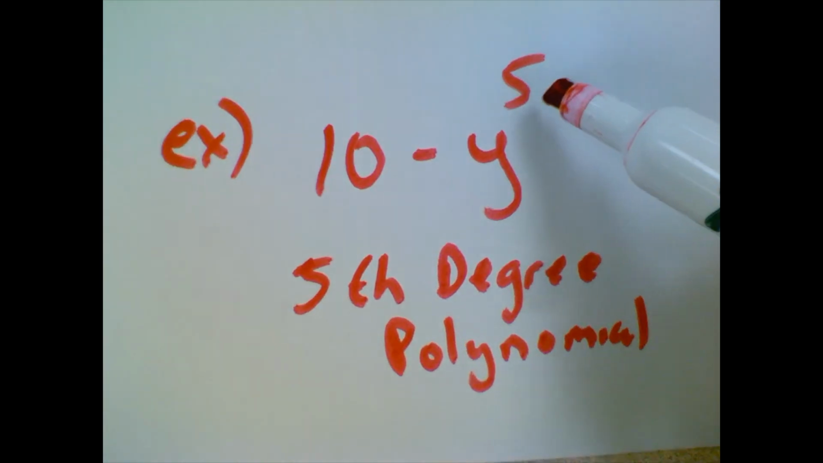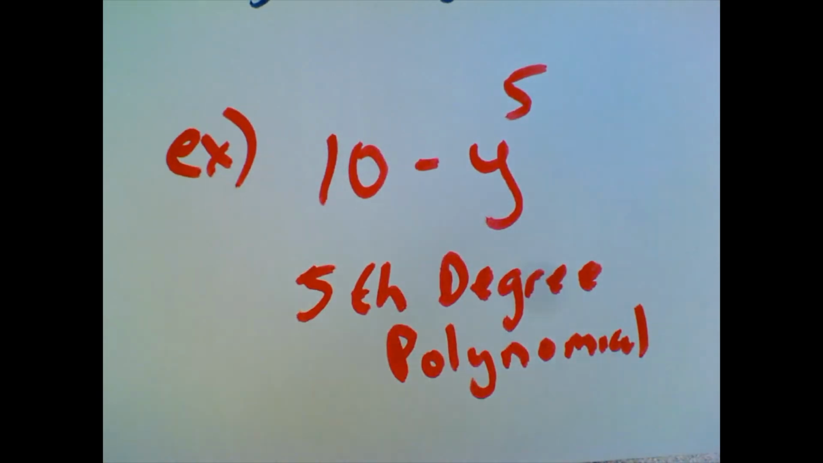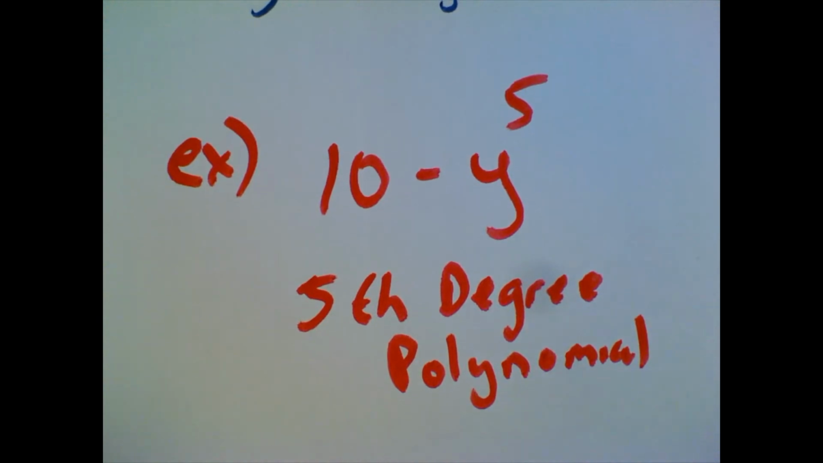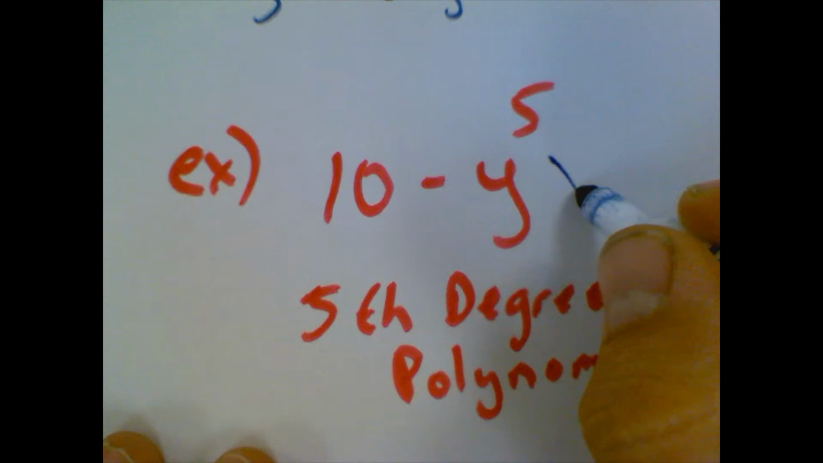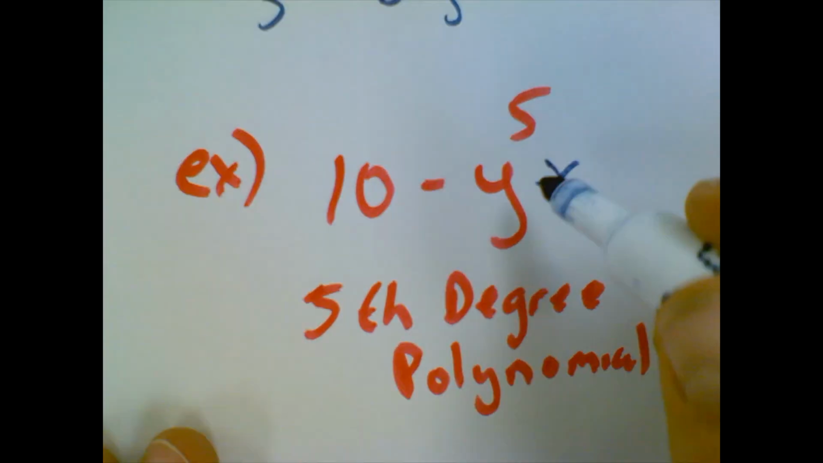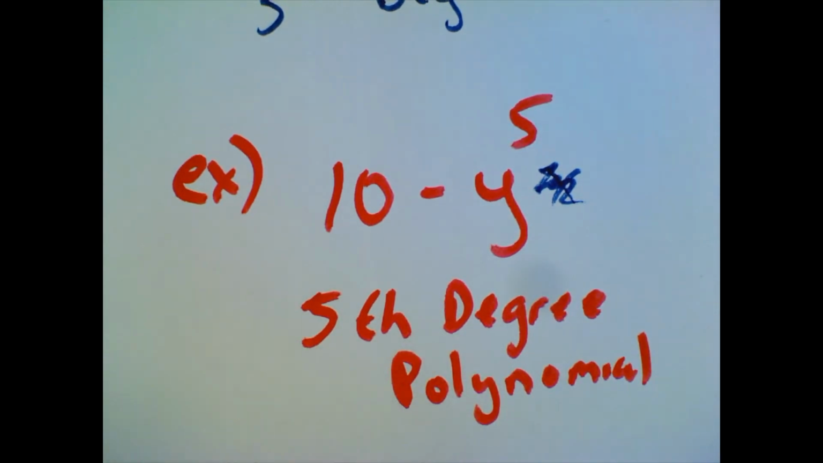Because again, the highest exponent is 5. And it doesn't matter if that term comes first, second, third. You just scan the whole polynomial, find the exponent that has the highest one. And when I say that, I'm talking about polynomials in only one variable. When we introduce polynomials with more variables, like for example, if I put an x here, that degree is a little bit different. But we're just going to focus right now on one variable polynomials.